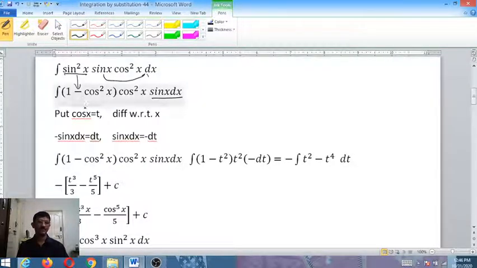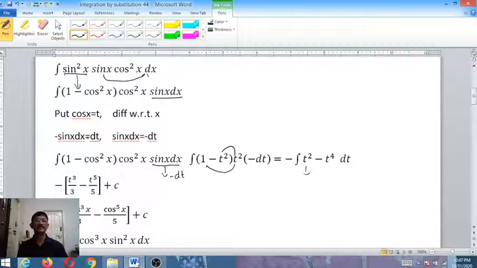So look at this problem. 1 minus cos square, cos x is t. So it is 1 minus t square into, again cos square is t square, into the entire sin x dx which will be equal to minus dt. So you take this minus outside. What is t square into 1? It is t square. T square into t square, t power 4. Minus is taken out. The integral of t power 2 is t power 3 by 3. For t power 4, t power 5 by 5 plus c.